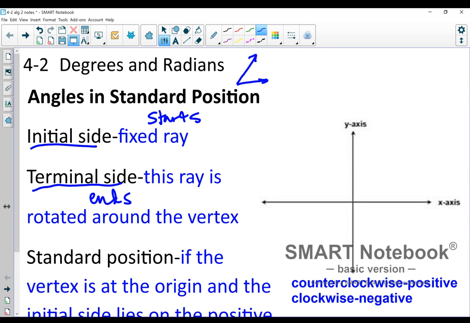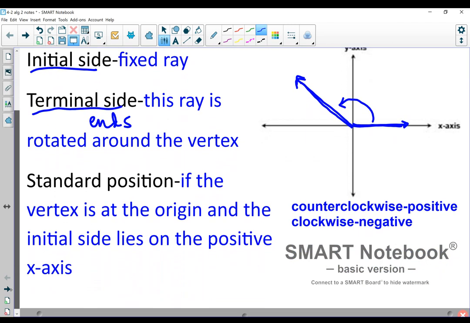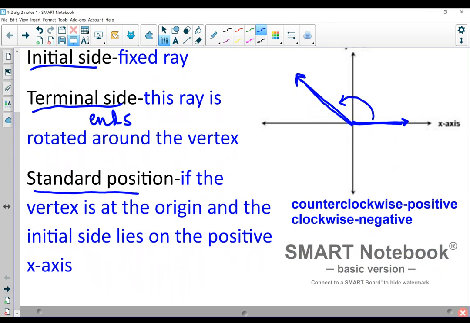So for example, an angle in standard position will have an initial side over here at your x-axis, and then the angle itself will rotate, let's say counterclockwise around the vertex, which is the origin. And then this would be my terminal side. So I've got my initial side, I've got my terminal side, and my ray is being rotated around that vertex, which is the origin, and that means I'm in standard position. So this is standard position for an angle.